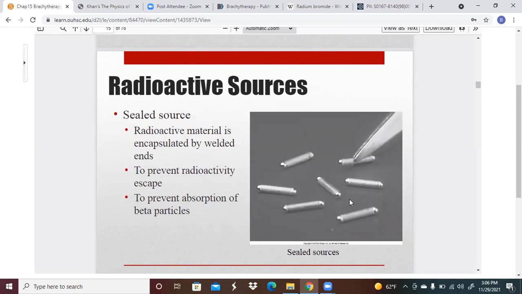Sealed sources, such as what we have here, have radioactive material inside, and the ends are welded shut so they don't escape. It is there to prevent the absorption of beta particles.